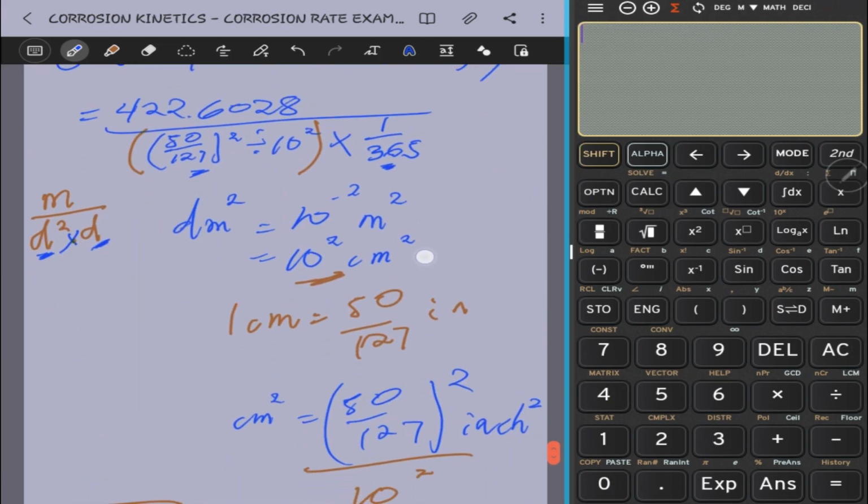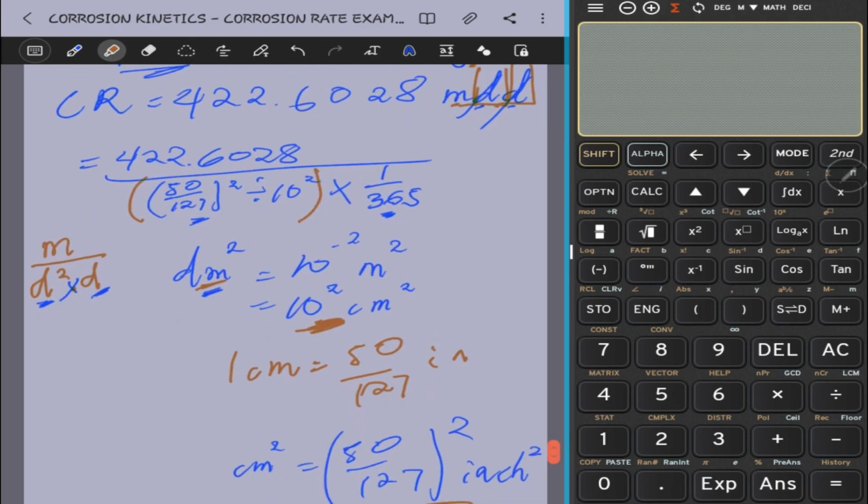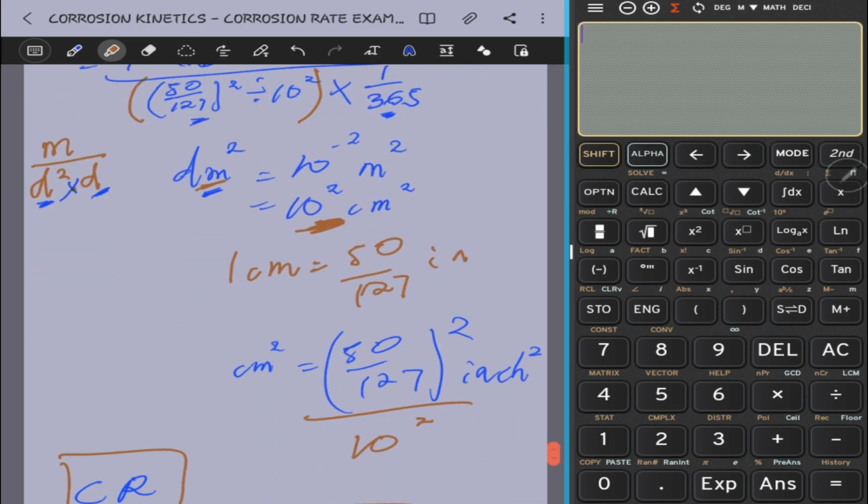Oh yeah, there's a slight overlook. You see when we go here, we said this is in decimeter, right? And we are changing decimeter squared to inch squared. Decimeter squared is basically 10 to the power 2 centimeter squared, right? And if we are changing that to inches squared, we are already aware that 1 centimeter squared is basically (5 on 127) squared inch squared, right?